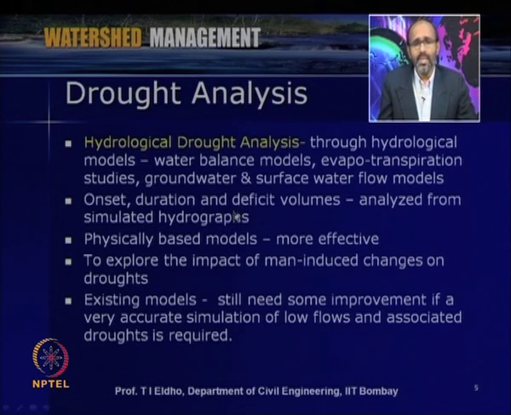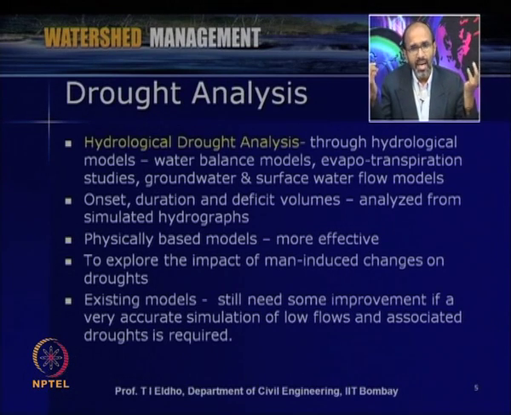As we discussed earlier, we can have black box models or empirical models or lumped models or distributed models, as far as the hydrological analysis is concerned. But when we deal with drought analysis, generally it is better to use physically based models, since it is more effective, and then we get the distribution with respect to space and time.